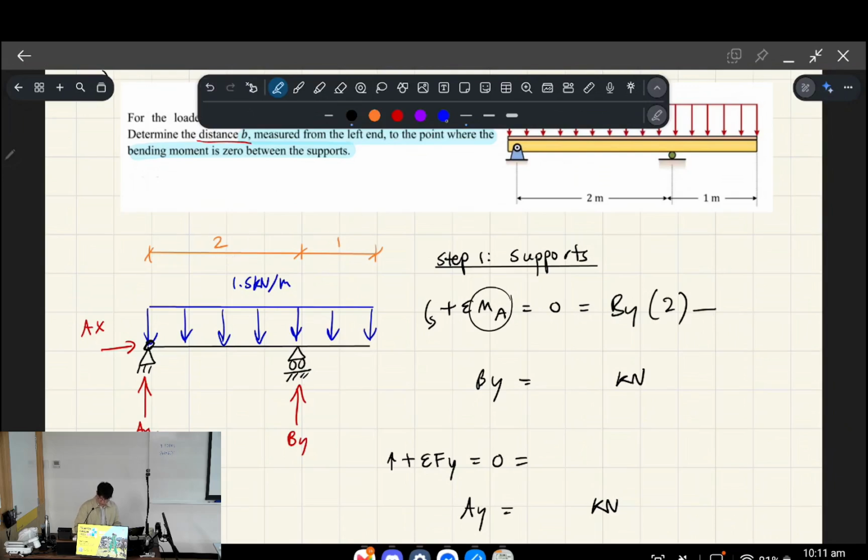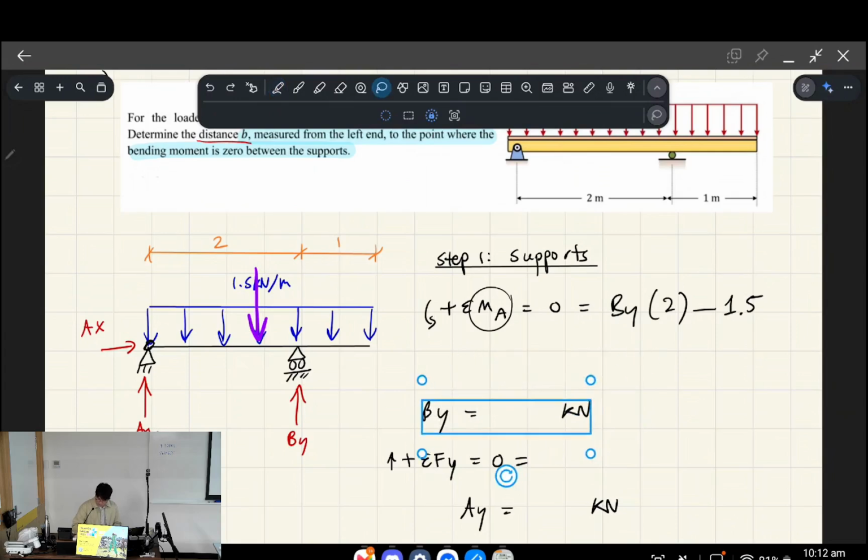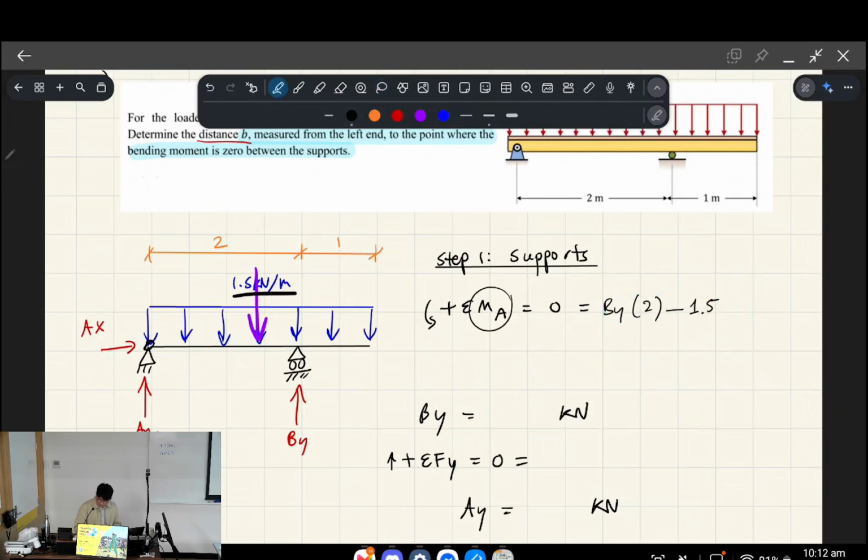Then we have this uniformly distributed load, which will act roughly there, and we have to get that uniformly distributed load's magnitude. Oh, wait, sorry. The first thing to note is that it's going clockwise, right? Since it's going clockwise, we're going to write a negative. Next, we want the magnitude of the equivalent point load pointing downwards there. So we're going to get 1.5 kilonewtons per meter and multiply it over 3 meters. 3 meters is how long the distributed load is acting over. That's the first thing.